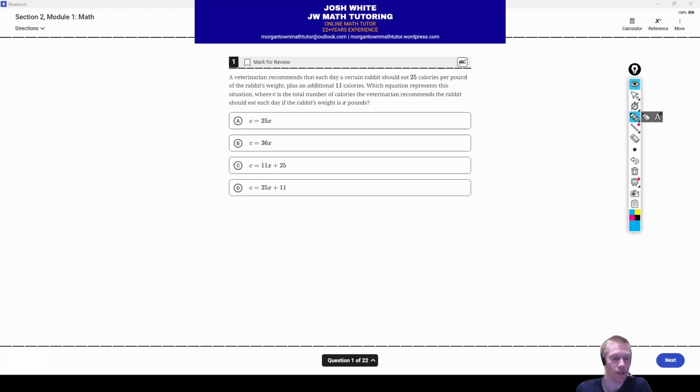All right, so getting started here with question number 1. This is basically a linear function that they're talking about. It says here 25 calories per pound, and they tell you the weight is X pounds. So that's a hint that 25 is going to be multiplied by X. However, they also want an additional 11 calories, so you're going to need a plus 11 on top of that as well. So the correct answer for this one is just going to be letter D, and that's it.